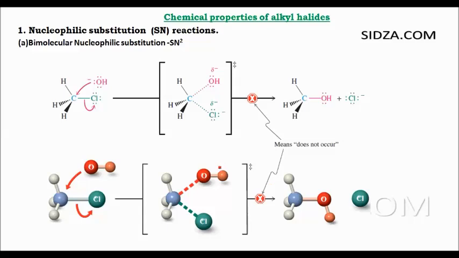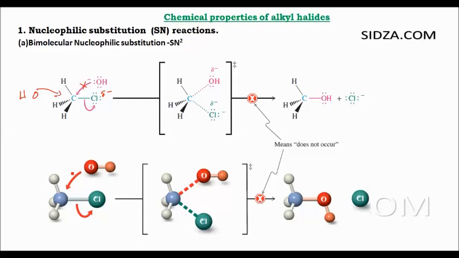Front side attack is not possible. Why can hydroxide attack only from the back side? Because from the front side it's not possible. The chlorine with the delta negative charge will repel the hydroxide. So that means attack from the front side is not possible, right? That's why we do not see the front side attack in the SN2 mechanism.